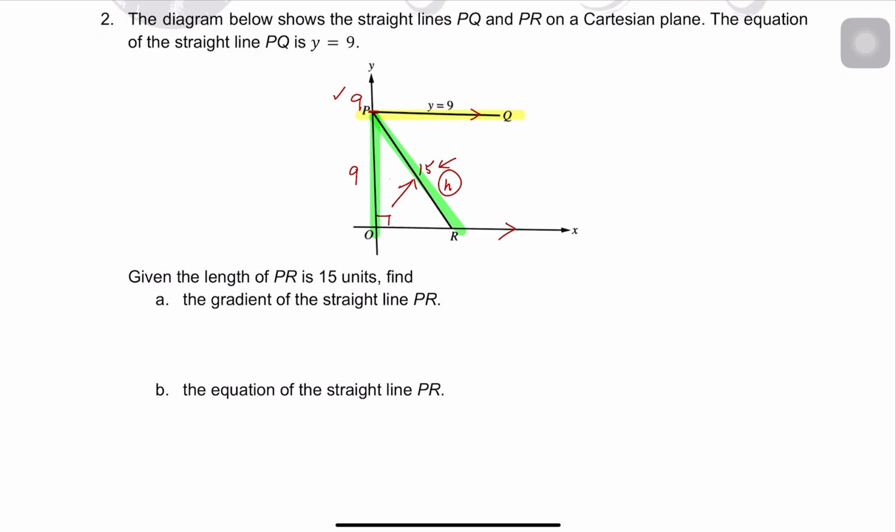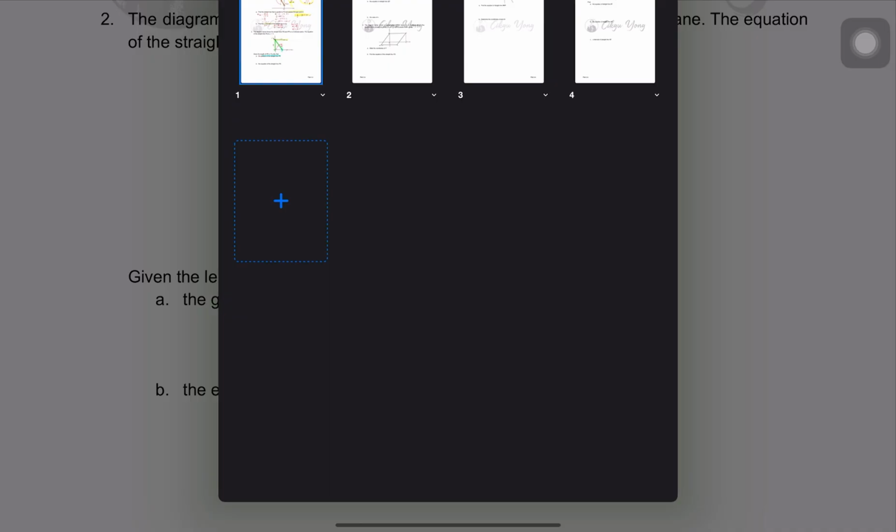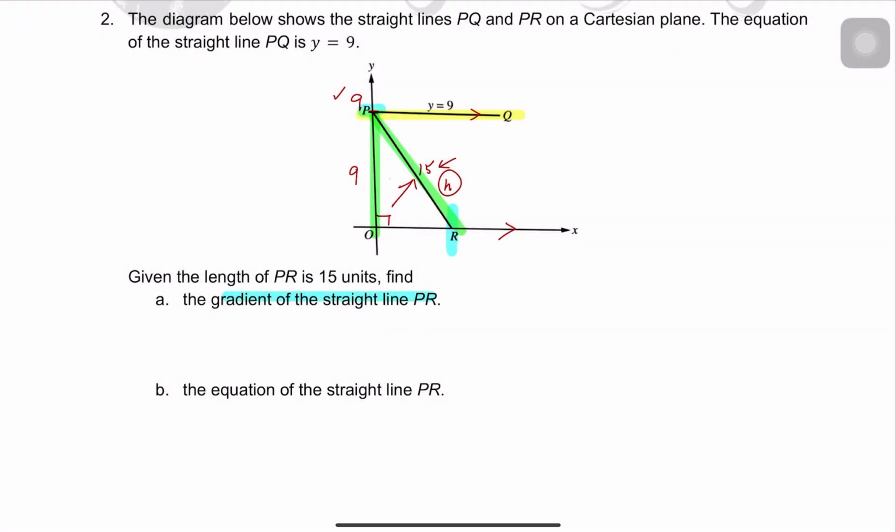Okay, and since you are getting the gradient of your line PR, and this is the y-intercept, you can get your x-intercept and use the formula of negative y over x to get your gradient, right? So the first thing is for you to find your OR length, which means this part. To get your OR, you just need to do some basic Pythagoras theorem.